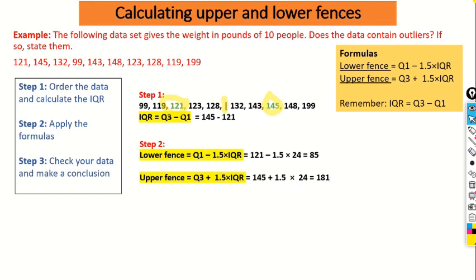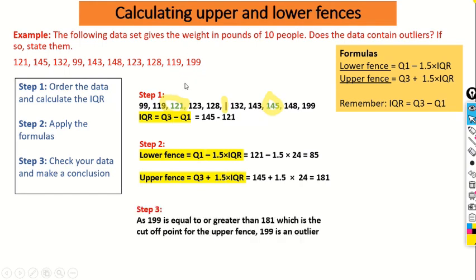So let's have a look at our data. Is there any data on or below 85? Doesn't look like it. So even though that 99 might have appeared like it was an outlier, it is actually not considered one mathematically. If we have a look at our upper fence, 181, we do have a data value here that is greater than that. So then I need to write a conclusion. As 199 is equal to or greater than our upper fence of 181, 199 is considered to be an outlier.